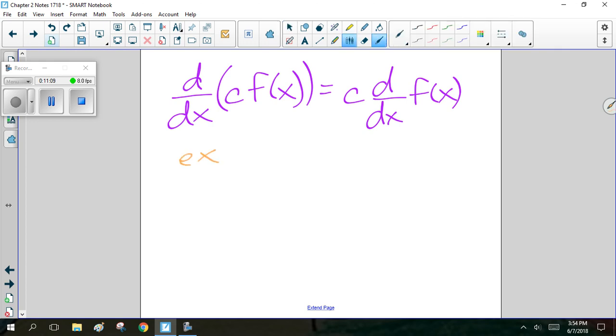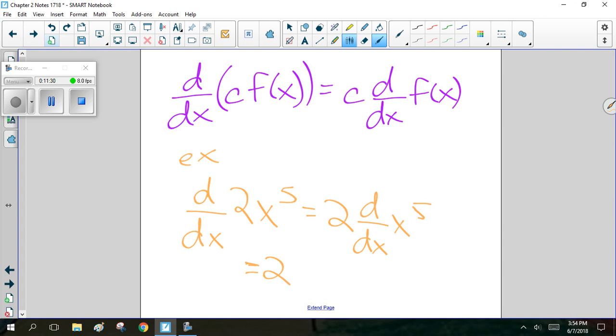We already learned how to take the derivative with respect to x of x to the fifth. Suppose I want the derivative of 2 times x to the fifth. Well, that's the same as 2 times the derivative with respect to x of x to the fifth. The derivative of x to the fifth is 5x to the fourth, so 2 times 5x to the fourth, which is 10x to the fourth. Okay?